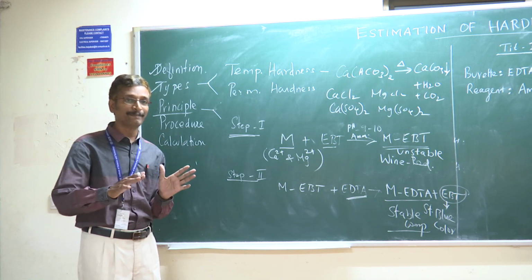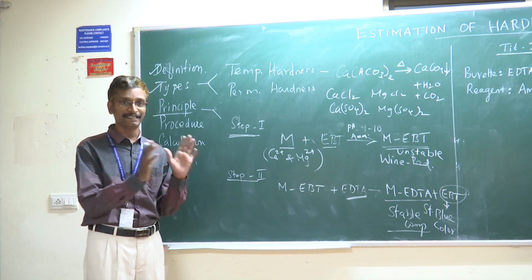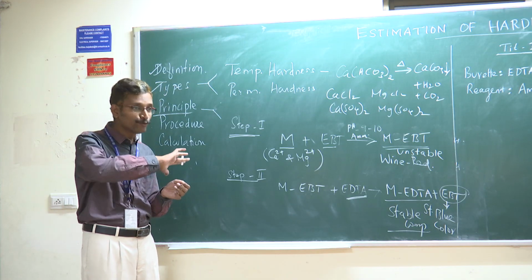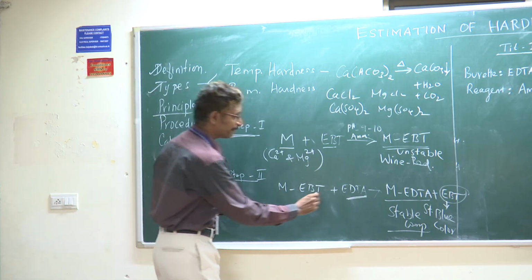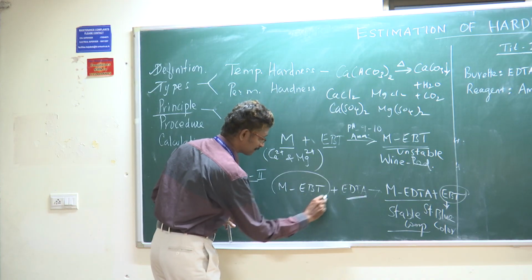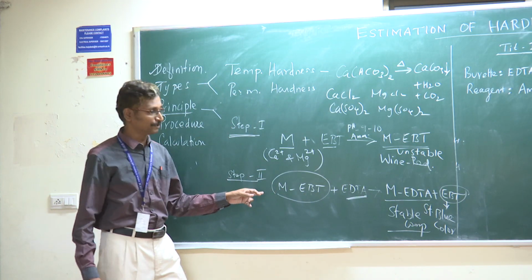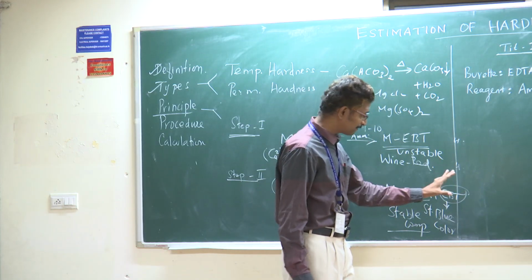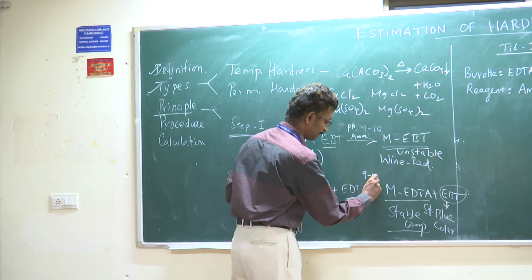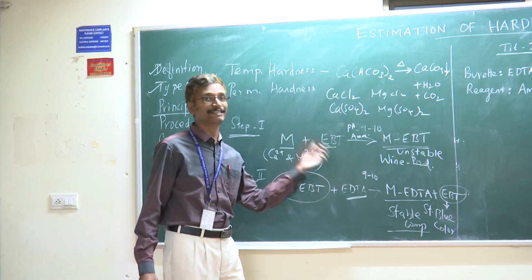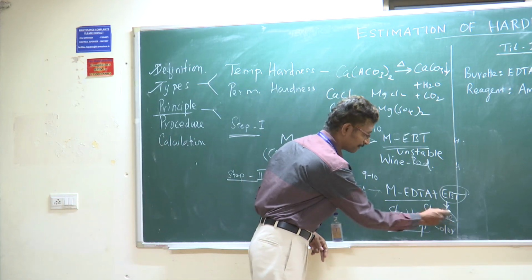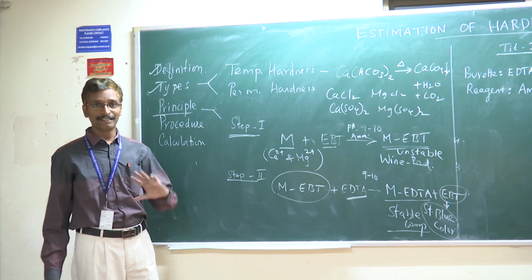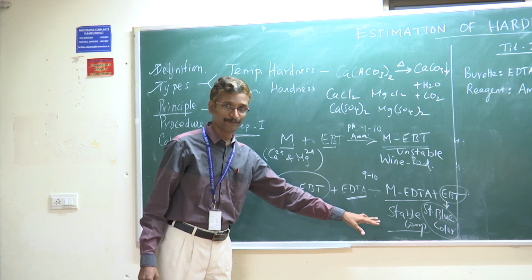When all the free metal ions are completely complexed with EDTA, further addition of EDTA removes EBT from the complex. So EBT is set free now. EBT at pH 9 to 10 displays a steel blue color. So for hardness estimation, we get the color change from wine red to steel blue.